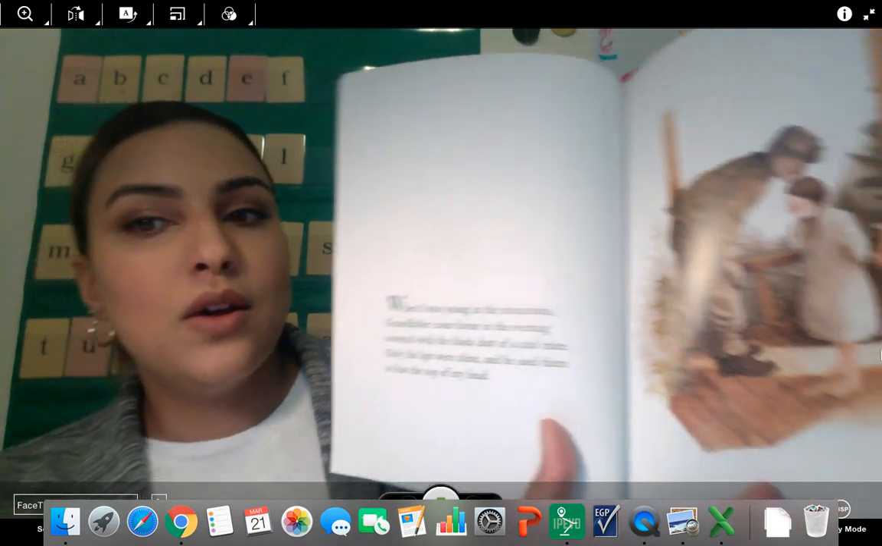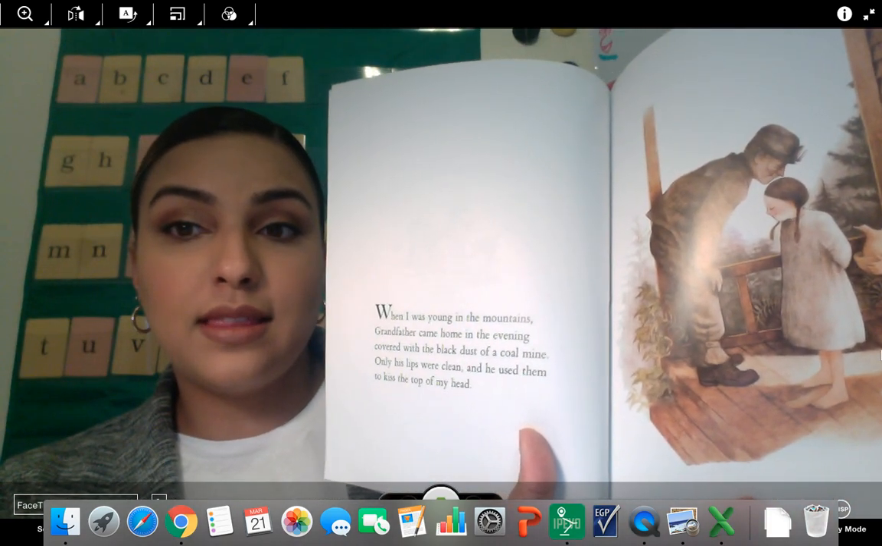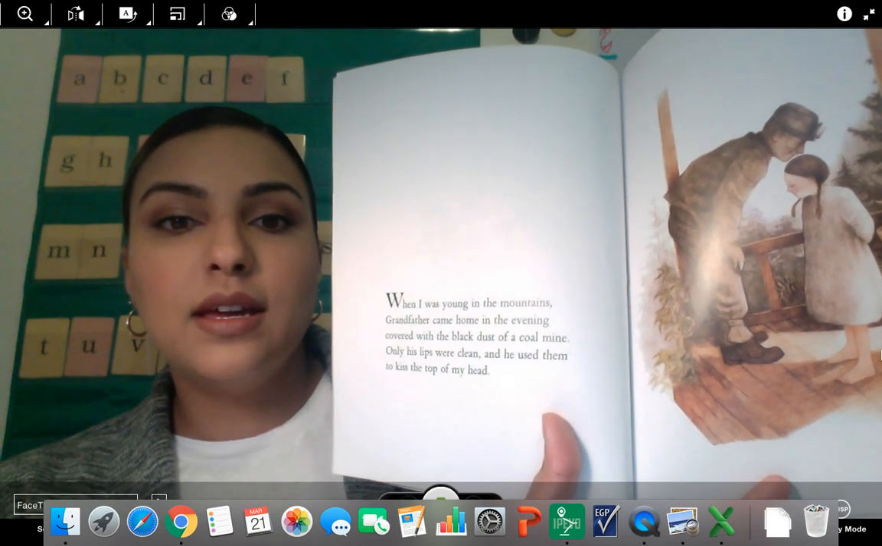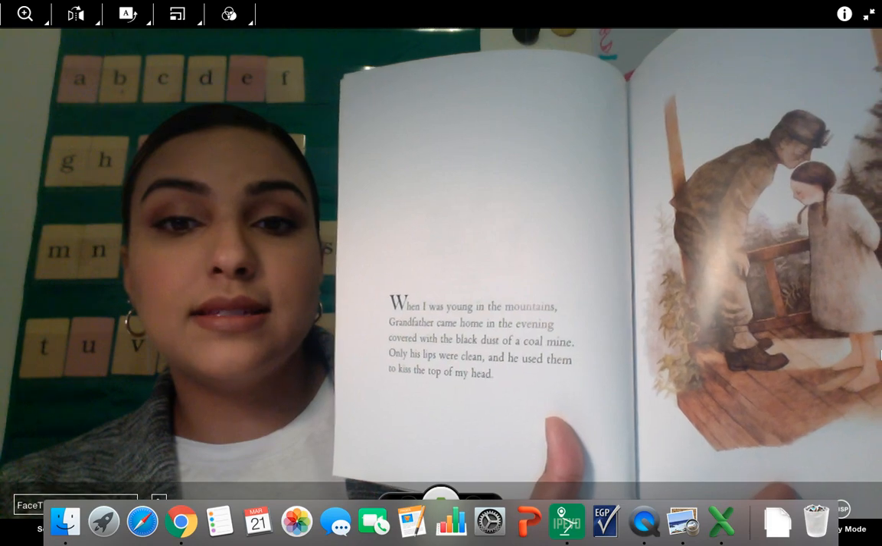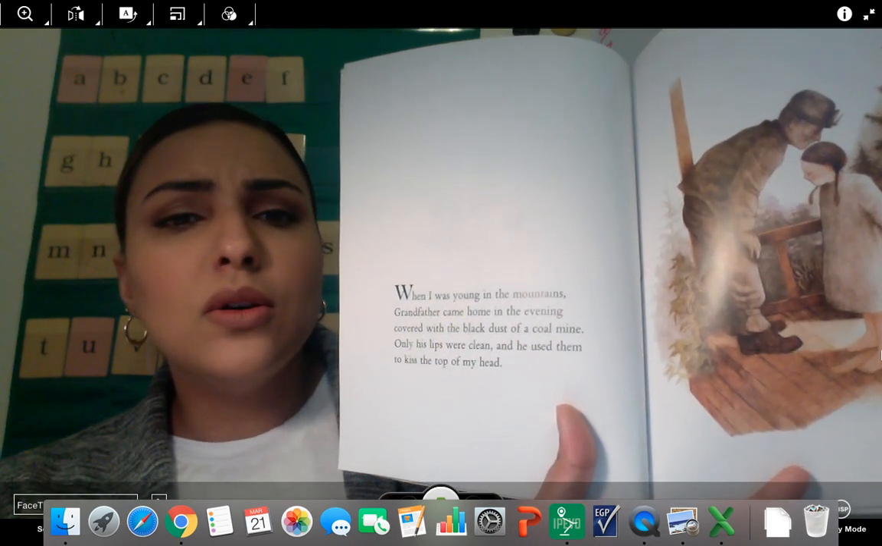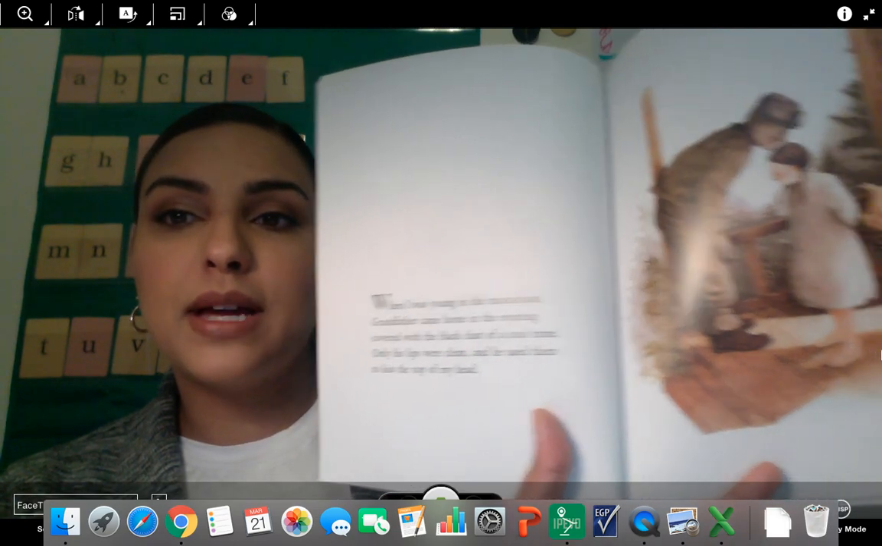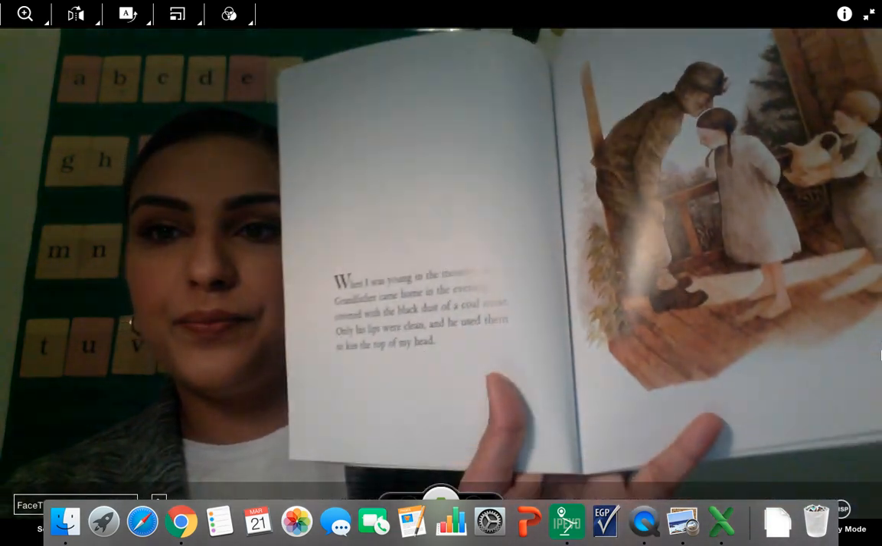When I was young and in the mountains, grandfather came home in the evening, covered with the black dust of a coal mine. Only his lips were clean, and he used them to kiss the top of my head.